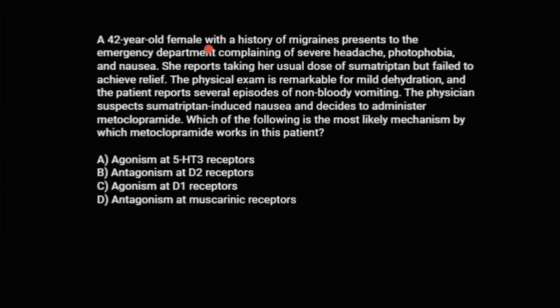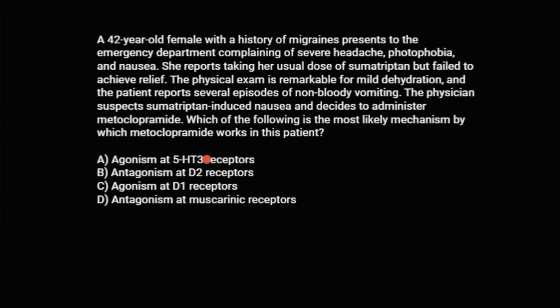A 42-year-old female with a history of migraines presents to the emergency department complaining of severe headache, photophobia, and nausea. She reports taking her usual dose of sumatriptan but failed to achieve relief. The physical exam is remarkable for mild dehydration, and the patient reports several episodes of non-bloody vomiting. The physician suspects sumatriptan-induced nausea and decides to administer metoclopramide. Which of the following is the most likely mechanism by which metoclopramide works in this patient?